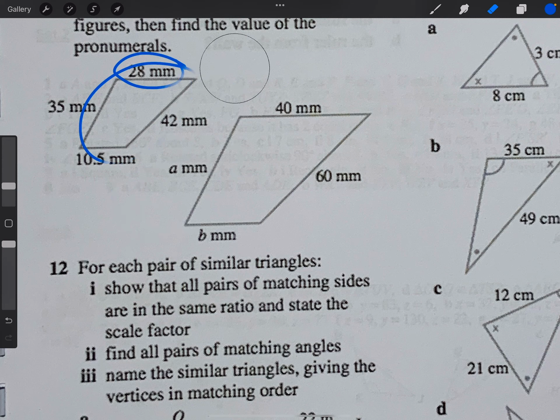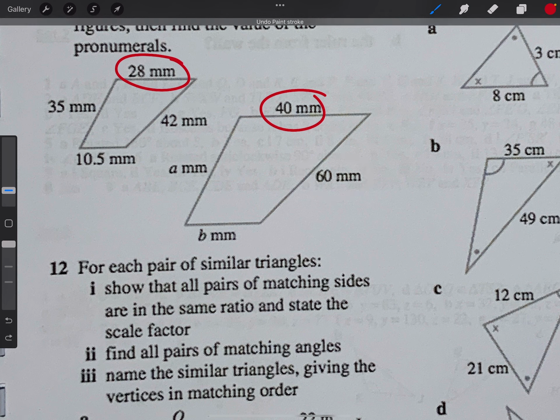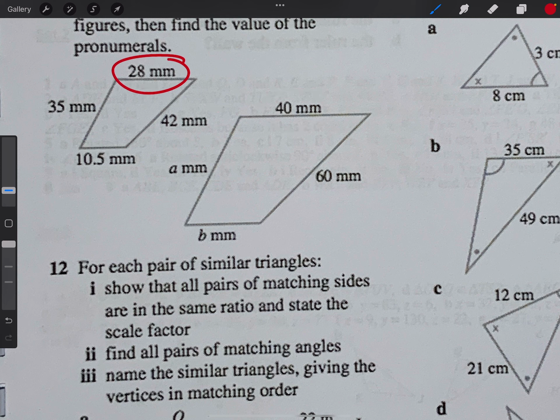So we need to find the scale factor. To do that, I'm going to get one of these units. So I'm going to compare, for example, 28 and 40. Or I can do 42 and 60, same thing, okay? But I'll do 28 and 40. So we know that 28, when you multiply by the scale factor, let's call the scale factor x, is going to give you 40.